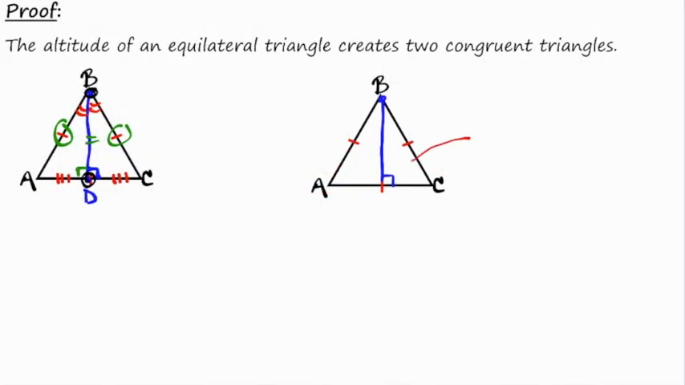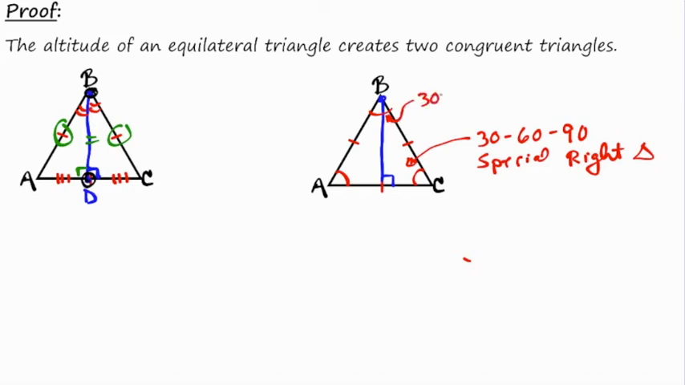Finally, we can now say that, well, half of this triangle forms a 30, 60, 90 special right triangle. We can say that because we know that in an equilateral triangle, all three angles are 60 degrees. But since we just showed that the altitude is also an angle bisector, that means that each of these angles here are 30 degrees. And because the altitude forms a right angle, we have a 30, 60, 90 right triangle.